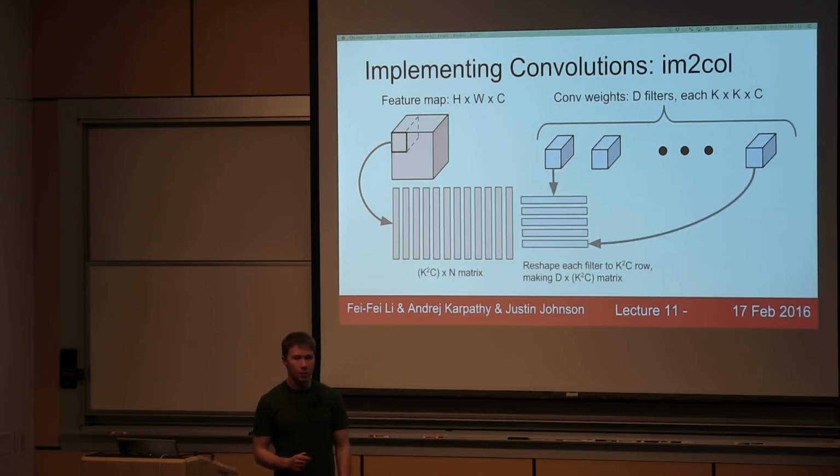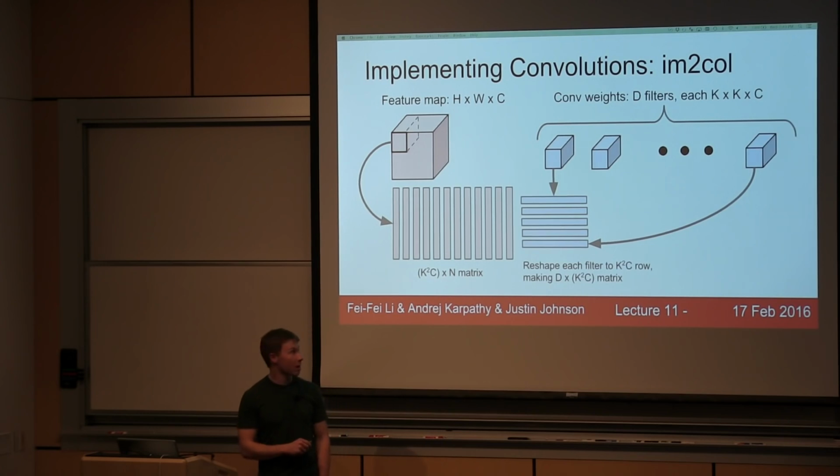So then we're going to run a similar trick on these convolutional filters. If you remember what a convolution is doing, we want to take inner products of each convolutional weight against each receptive field location in the image. Each of these convolutional weights is a K by K by C tensor. So we're going to reshape each of those to be a K squared by C row. And now we have D filters, so we get a D by K squared by C matrix.